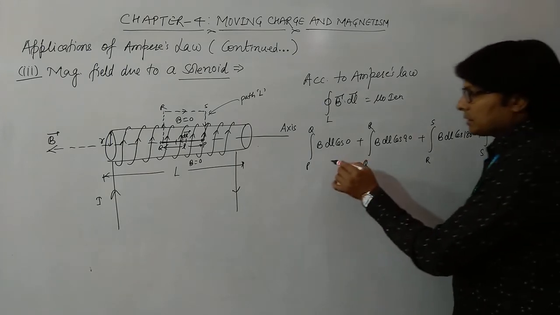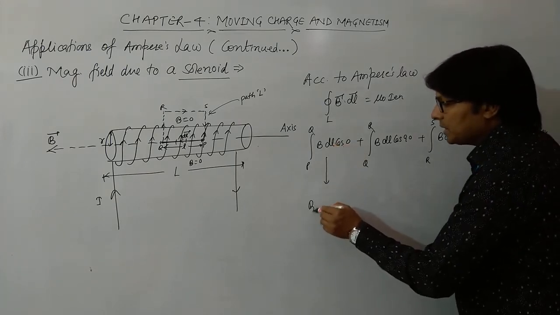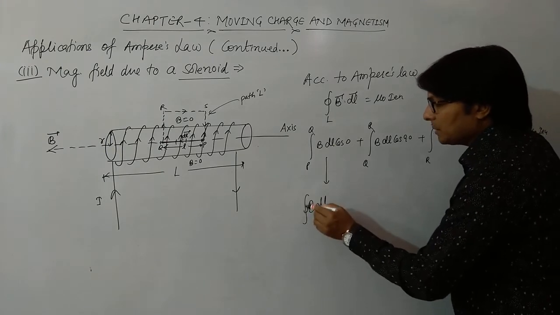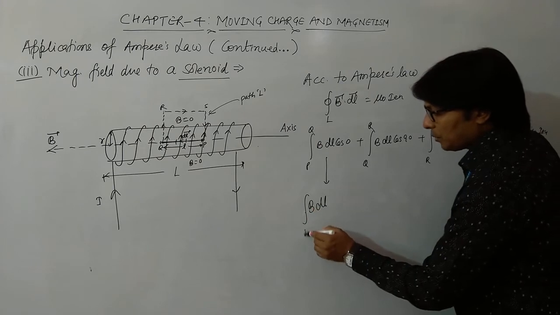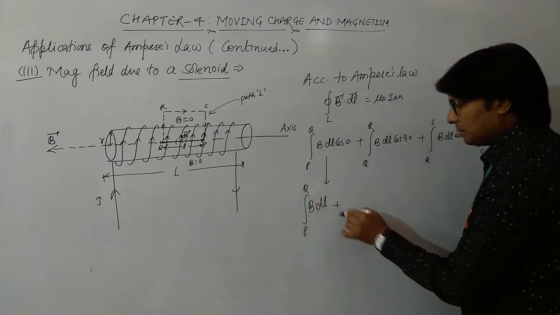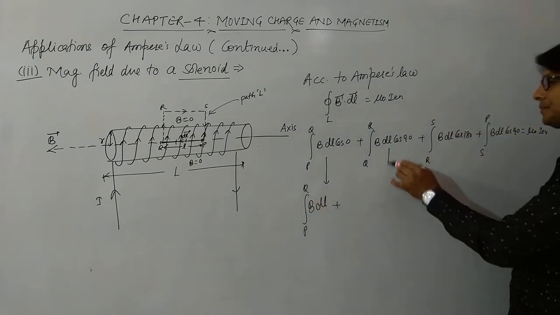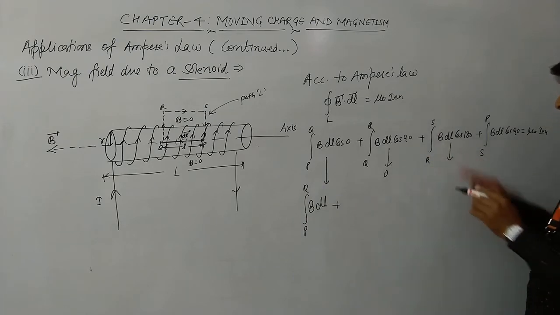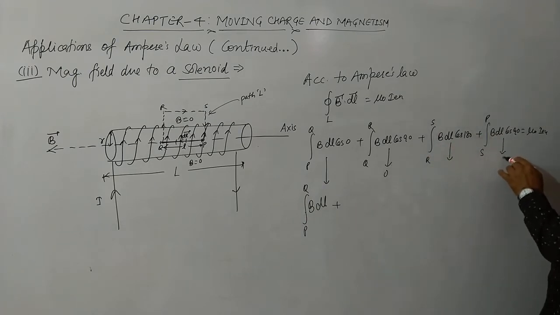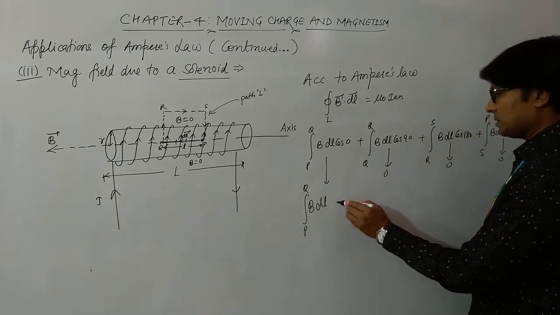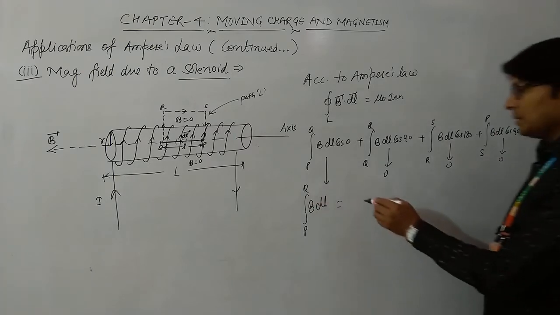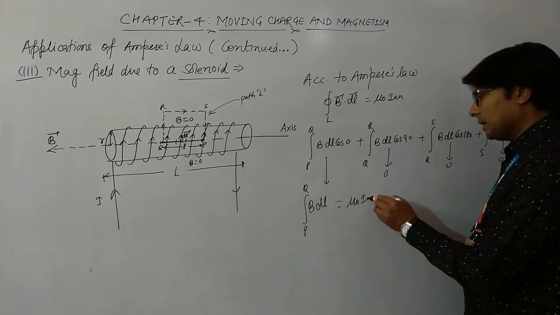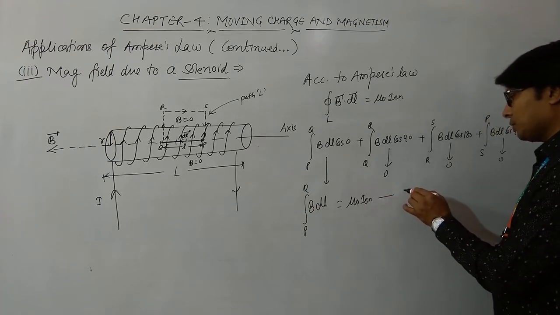Now simplifying this, we can have the integral of B dl, and now it is no more a closed integral, so from P to Q, and plus this becomes 0, this also becomes 0 because B is 0, and this also becomes 0. So these three terms become 0. So I am writing simply here from P to Q B dl, and this is mu 0 I enclosed. This is, suppose, equation first.